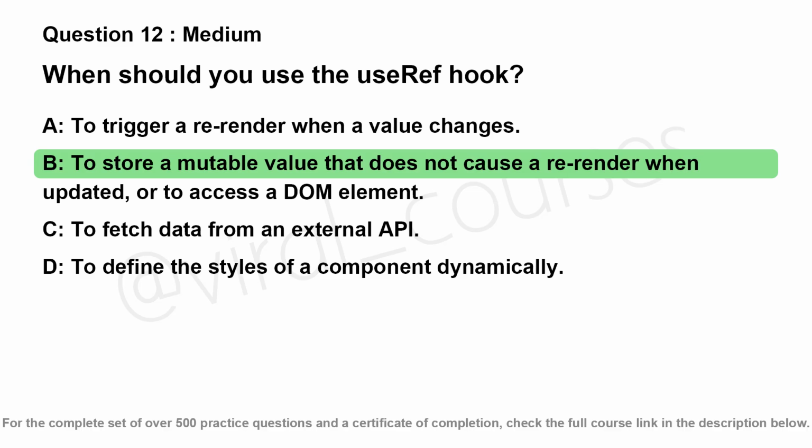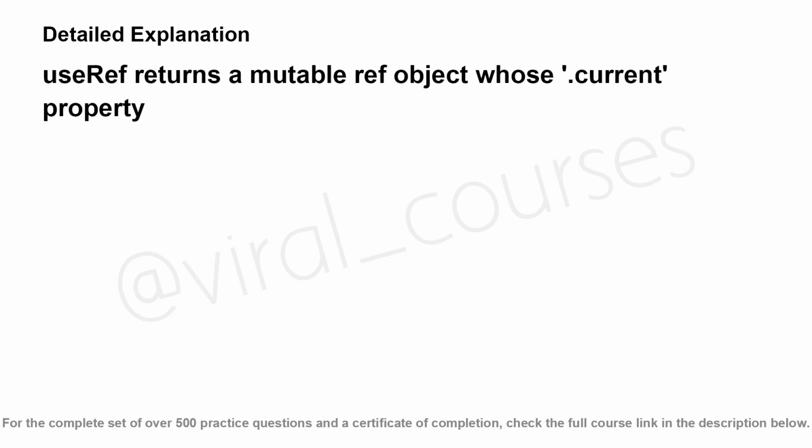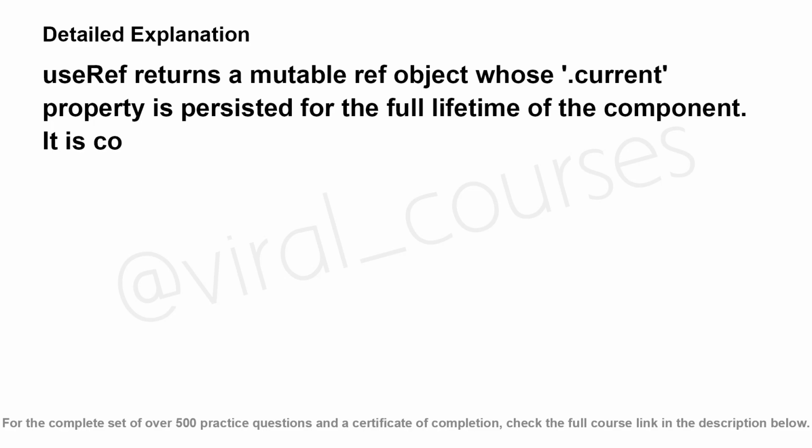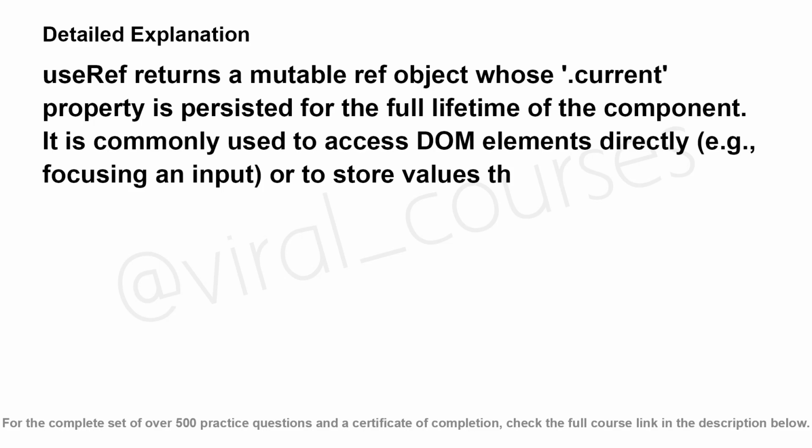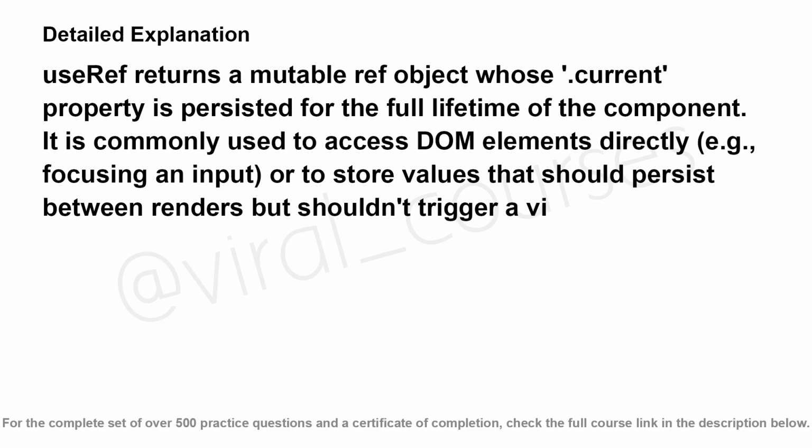The correct answer is B. useRef returns a mutable ref object whose current property is persisted for the full lifetime of the component. It is commonly used to access DOM elements directly, e.g., focusing an input, or to store values that should persist between renders but shouldn't trigger a visual update when they change.